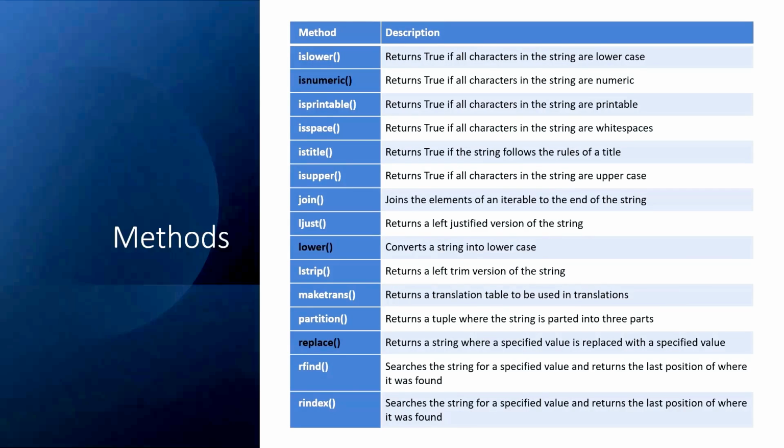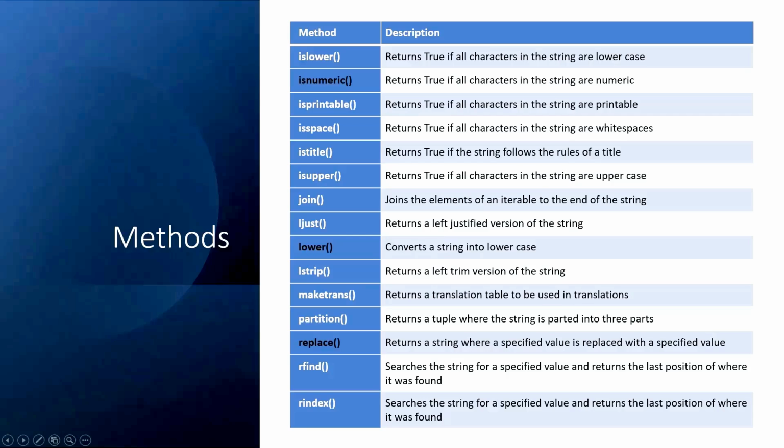So this is the next one. So islower is a boolean and returns true or false. If all characters in the string are lowercase, it will return true. Similarly, all the methods starting with is return a boolean value. So isnumeric, suppose the string is 123, and if you say isnumeric of string 123, then it will return you true. Similarly, isupper, and so on.